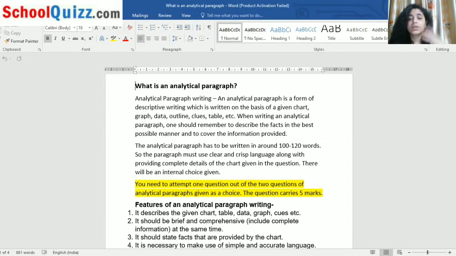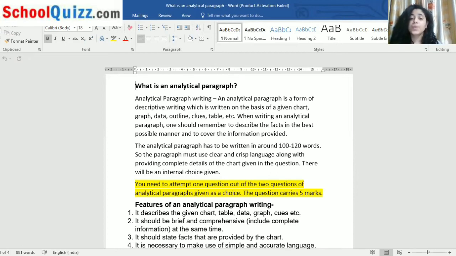Then we will show in the chart that this many females were there, this many males were there in this sector. In textile, how many men are there, in service sector, how many women are there. Like that, we'll write it down in an explanation format in the paragraph. Like that you have to do, whether in case of charts, graph, data, clues, tables, etc.